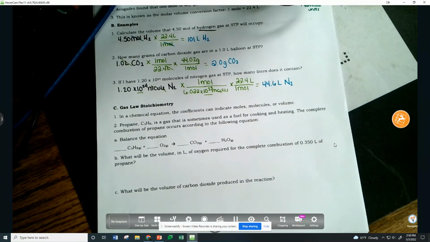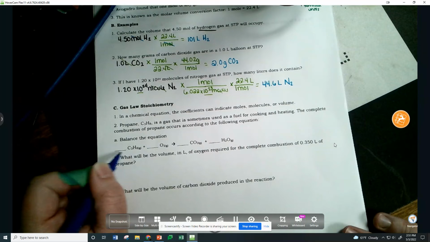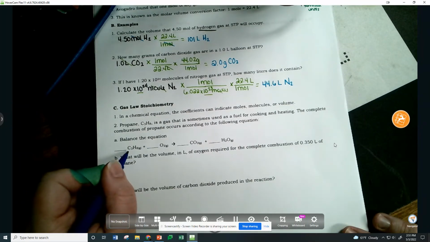So propane, C3H8, is a gas that is sometimes used as a fuel for cooking and heating. Complete the combustion of propane using the equation below. So again, you need a balanced equation in order to do anything else. Hopefully you recognize this as a combustion reaction and that you should start with carbon. The other trick is this is an odd number, so we don't have to put a 2 in front, so we can leave it as is with the 1.